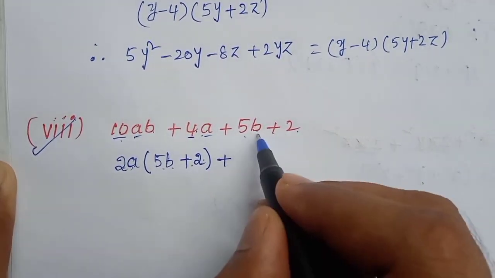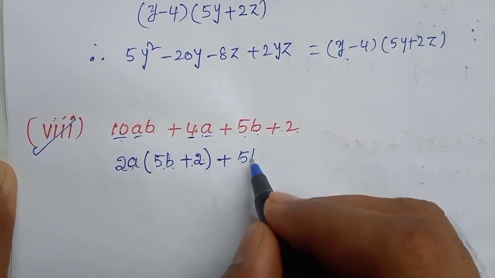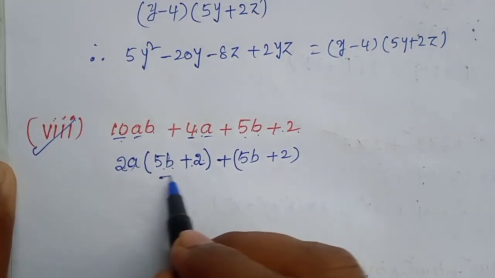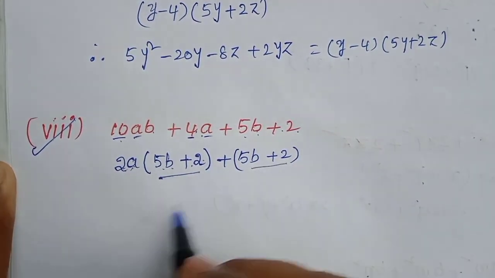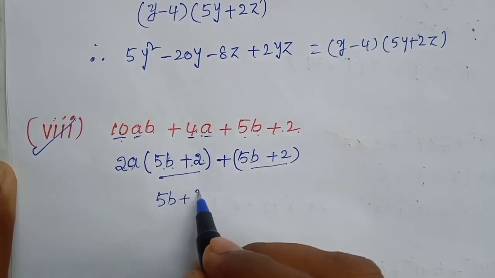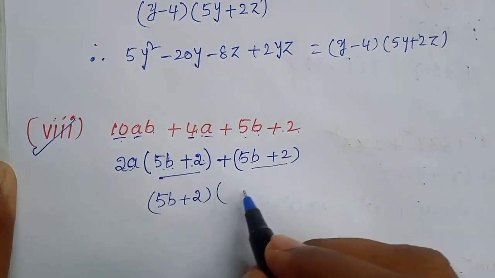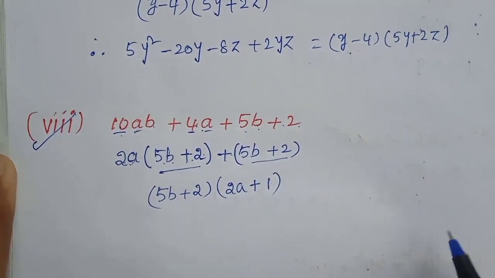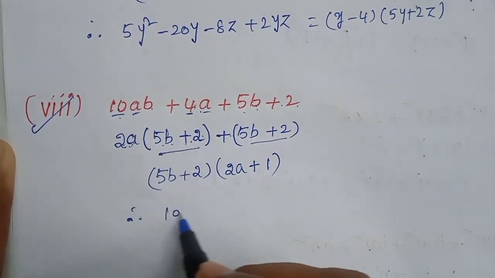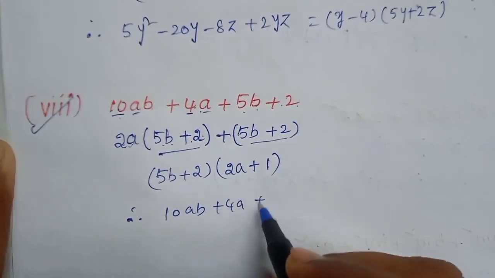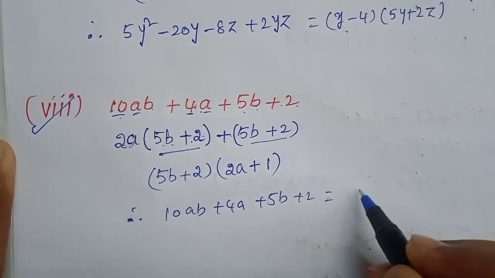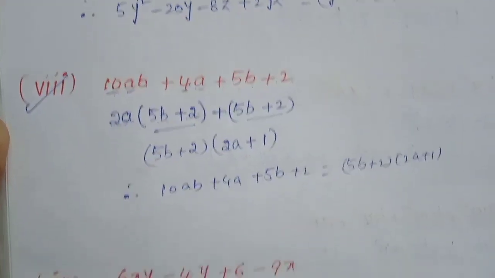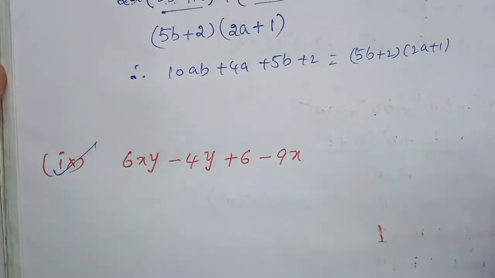Now here you have what? 5b plus 2. There is nothing to take common. So 5b plus 2, keep it as it is. And now see, 5b plus 2 as common. Then you get 5b plus 2 as common. Then you get here 2a and plus here 1. So therefore we can write this as 10ab plus 4a plus 5b plus 2 is equal to 5b plus 2 into 2a plus 1. Now move on to last sum of this question.